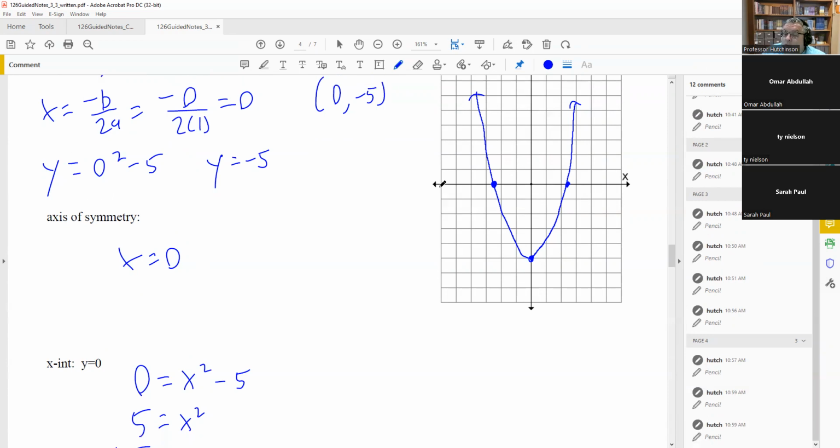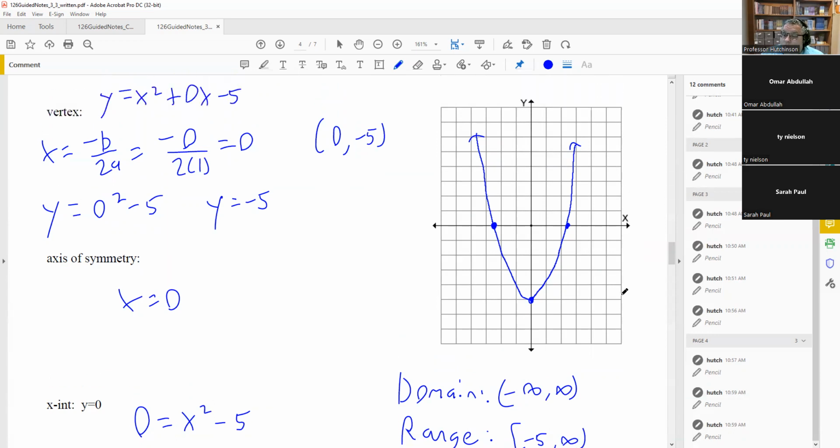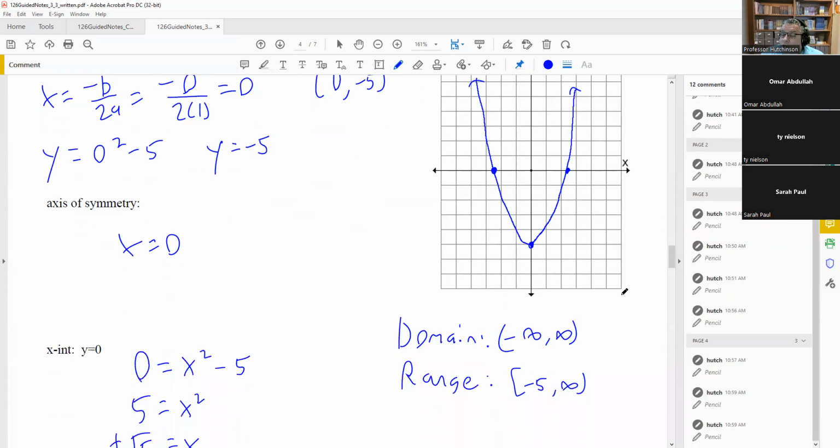Let's do domain and range on this one too. Again, on all the ones in this section, the domain is always negative infinity to positive infinity. The range is affected by whatever the vertex is. The lowest point in the graph is -5. So -5 is going to have a bracket, and that goes all the way up to infinity. Again, the range is the y values that are used here. All right.